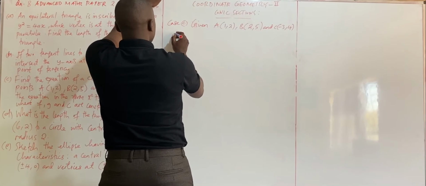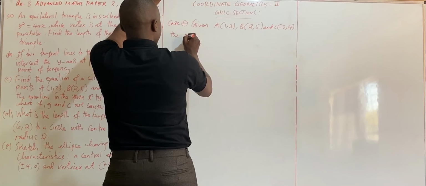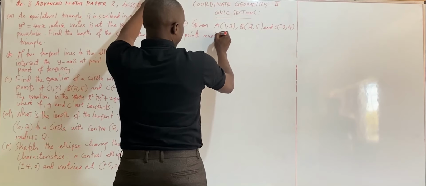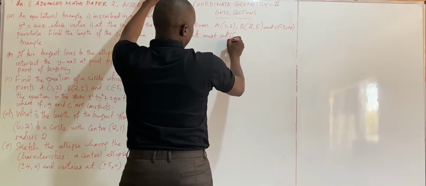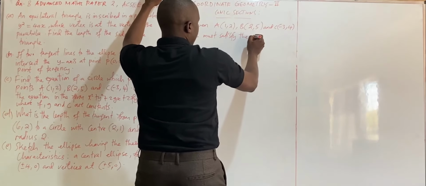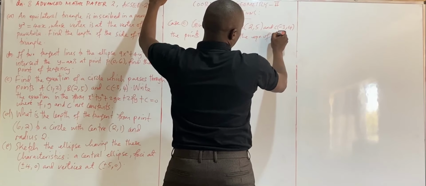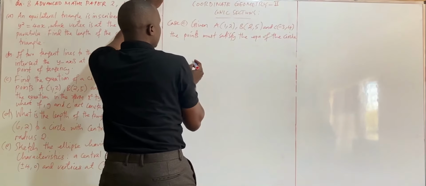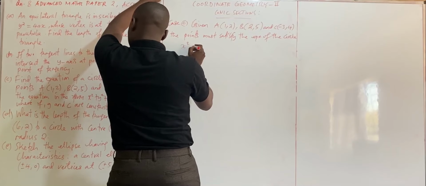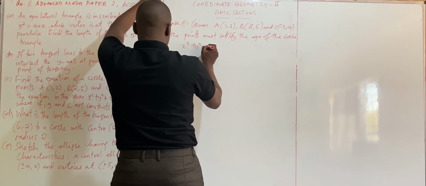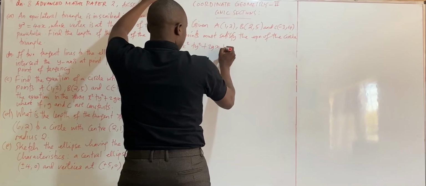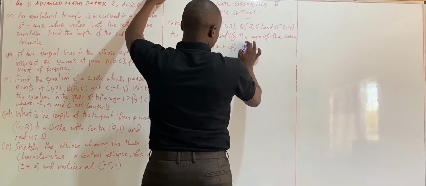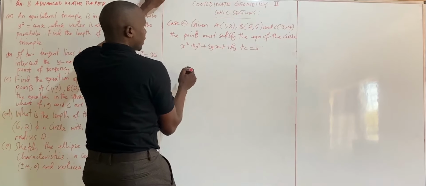Now, we say the points must satisfy the equation of the circle if they are passed through by that circle: x² + y² + 2gx + 2fy + c = 0. So we try to substitute them here where x and y.